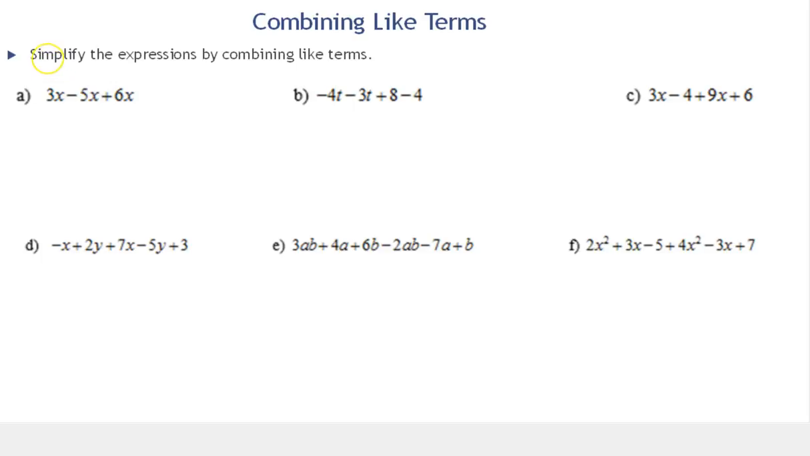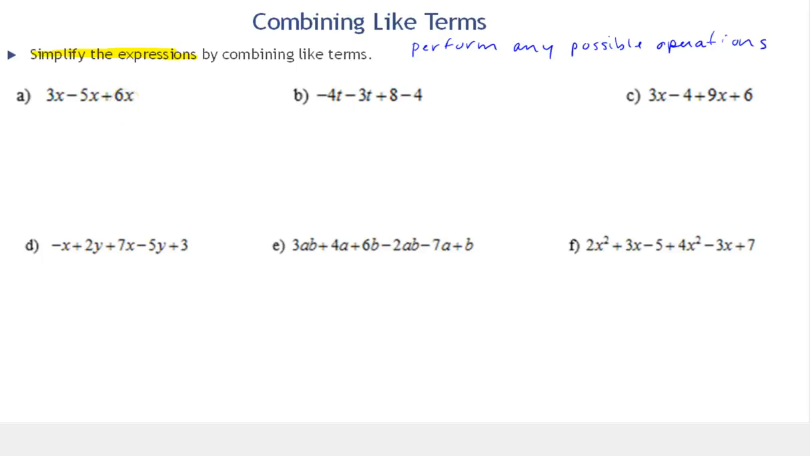So the directions read, simplify the expressions by combining like terms. So remember, we learned that simplifying expressions means to perform any possible operations. So let's look at the first one. We have 3x minus 5x plus 6x.